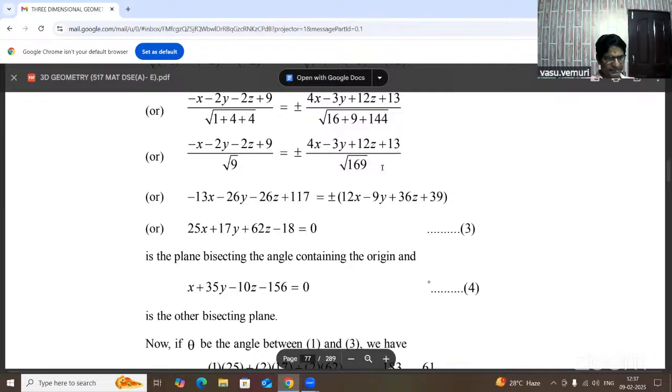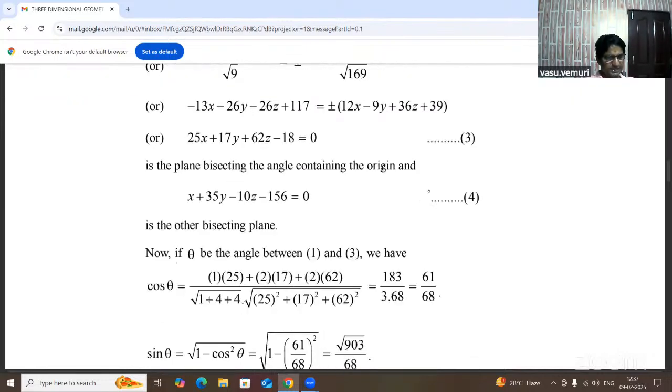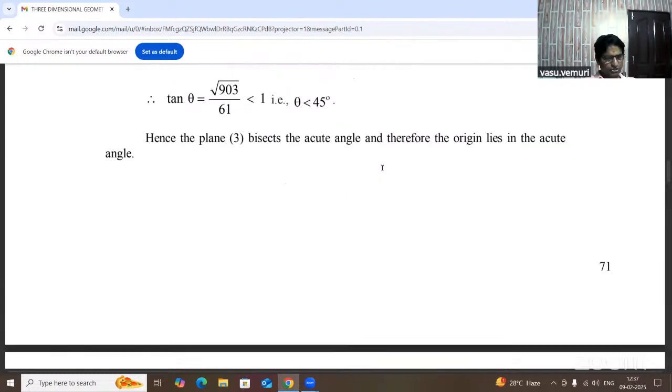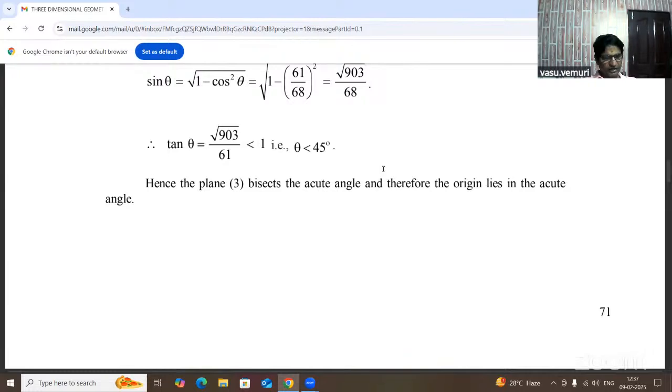First of all, find the bisecting planes. According to the bisecting planes, between the first equation and the third equation, theta is the angle. And the third equation bisects the acute angle. Acute angle means the origin lies in the acute angle.